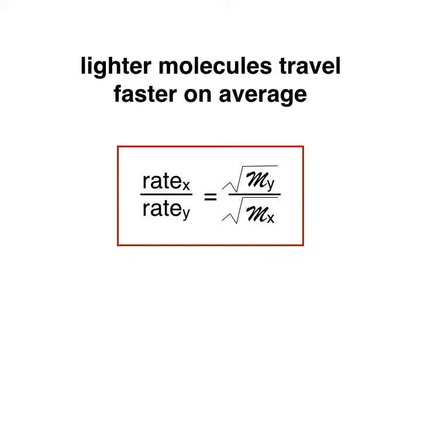When comparing the rates of two molecules, x and y, the rate of x divided by the rate of y is equal to the square root of the molar mass of y divided by the square root of the molar mass of x. This is known as Graham's law. Graham's law is more accurate for rates of effusion and only provides approximations for rates of diffusion.